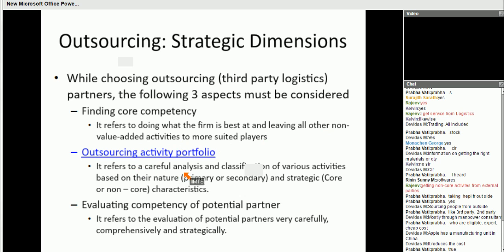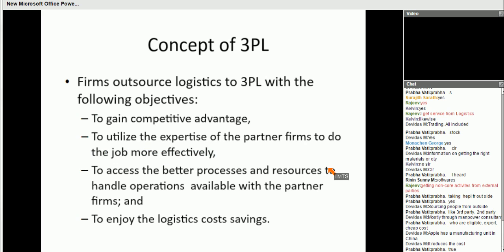Number two, outsourcing activity portfolio. It refers to a careful analysis and classification of various activities based on their nature and strategic characteristics. Number three, evaluating competency of potential partners. It refers to the evaluation of potential partners very carefully, comprehensively and strategically. So these are the three parameters while choosing a third-party logistic firm.